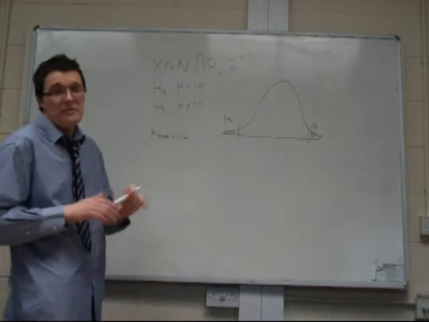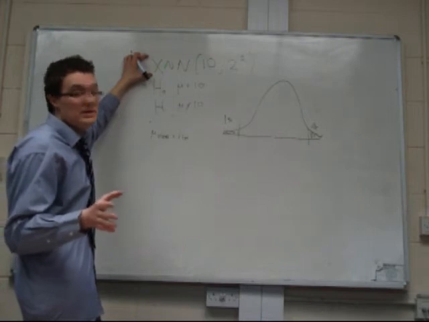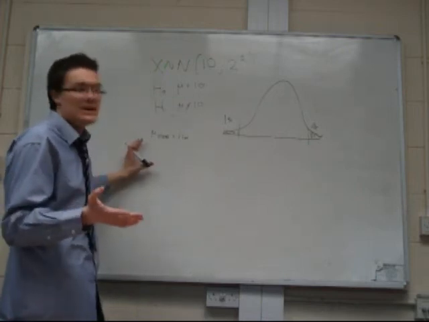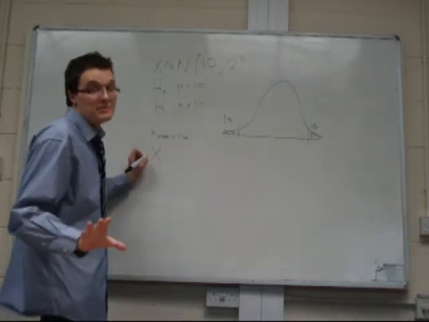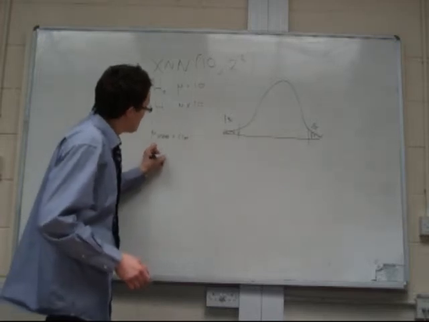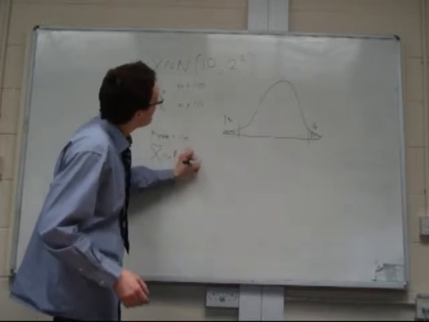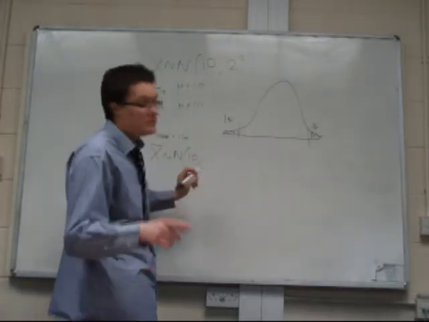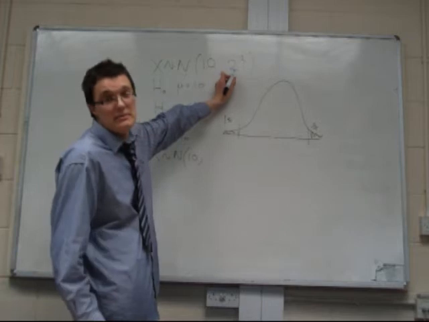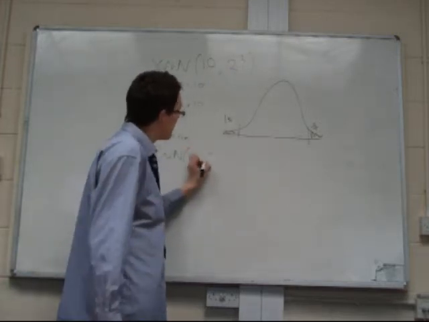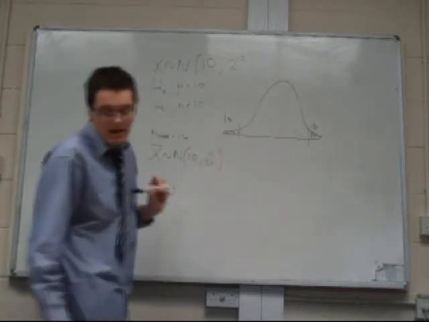So now, this is the population distribution, but I want to find out what the distribution is just for the sample that I've collected. I collected 25 snakes. The mean we would expect to be the same, so you can say that X bar is distributed normally with a mean 10, and the variance now is the variance divided by the sample size. The variance earlier was 2 squared, which is 4, and we divide that by the sample size, 25.